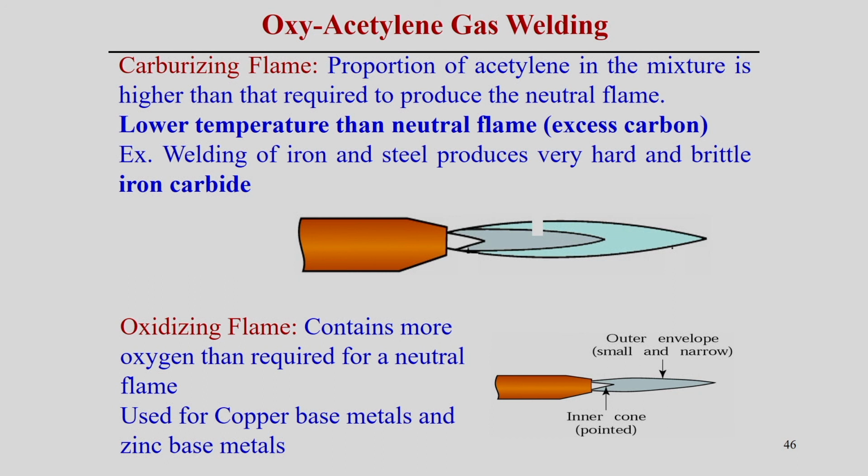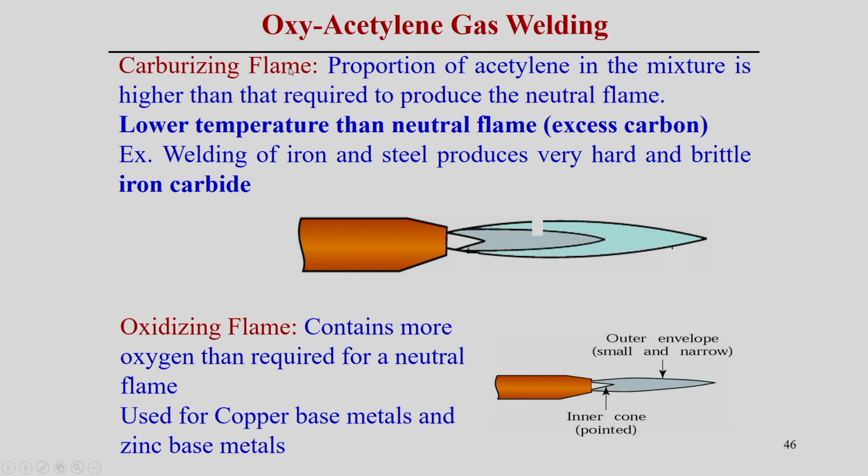The oxidizing flame contains more oxygen compared to acetylene, with respect to the neutral flame. In this case, with an oxidizing flame, the maximum temperature generated is higher compared to the neutral flame. So, it is more suitable for the joining of copper-based metals and zinc-based metals. And because copper has very high thermal conductivity, the maximum temperature needs to be much higher compared to the welding of steel or other components. That is why the oxidizing flame is more suitable for the joining of copper.